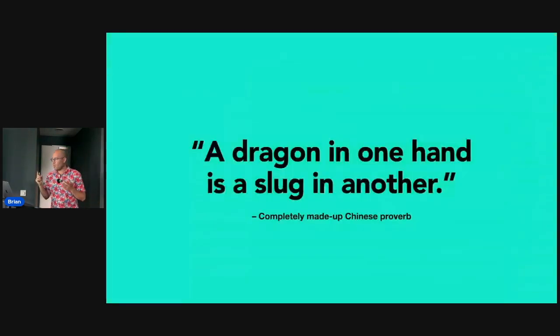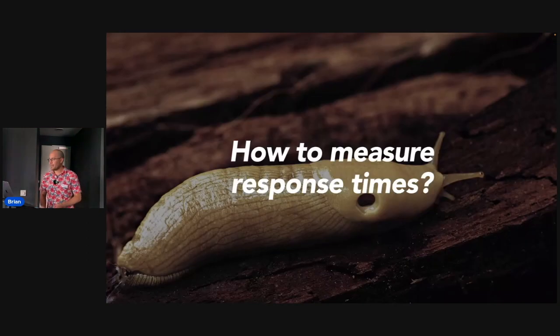So a wise person said, it's a completely made up Chinese proverb, of course, a dragon in one hand is a slug in the other. So basically, even if you test out things on your own devices, you always want to keep in the back of your mind, okay, not everyone is using a quick MacBook or a quick iPhone. Actually, more than likely, a slower device. So we have to think about slower devices and slower response times.